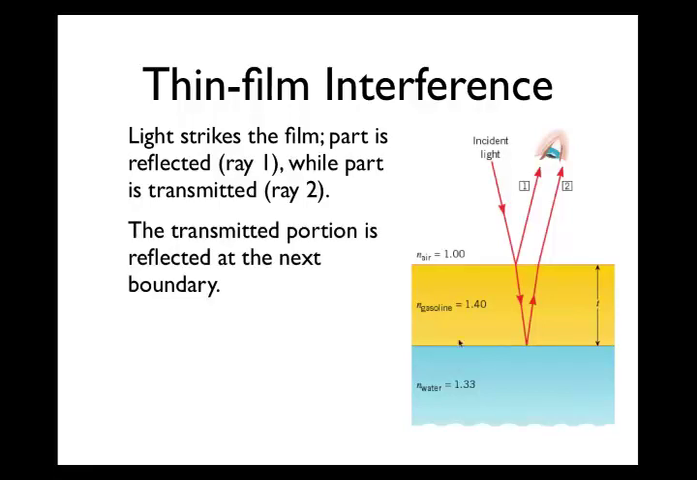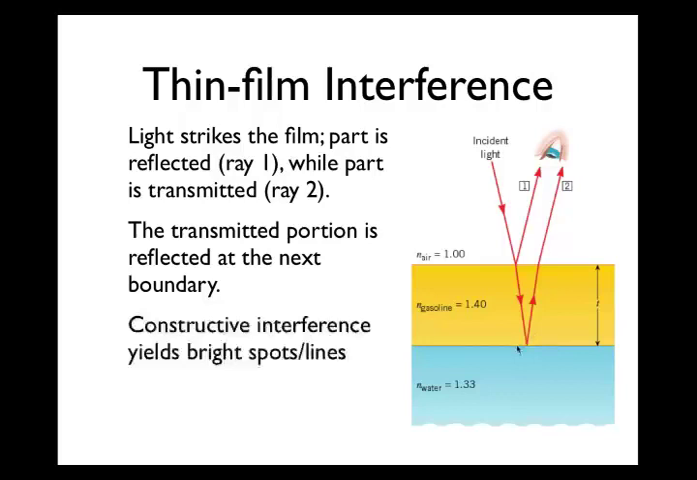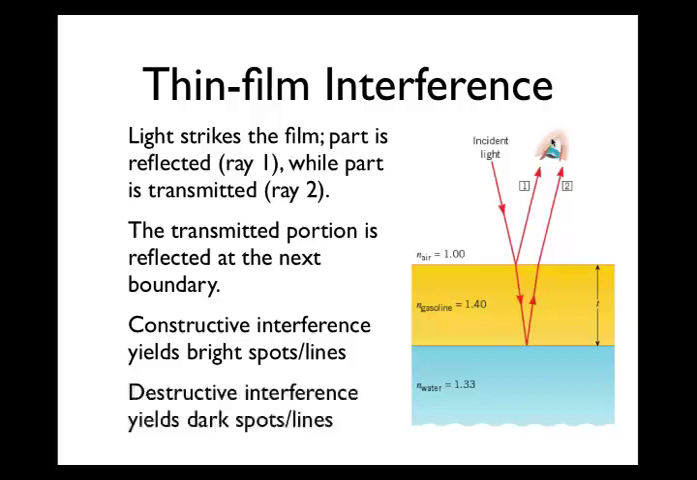So the transmitted portion at the first boundary, part of that is reflected at the next boundary, and if these two waves that are now coming into the observer's eye constructively interfere, the observer is going to see a bright spot right there. If they destructively interfere, you're going to see a dark spot. Now, if you look at a bubble, you don't generally see bright spots and dark spots. You just see different colored spots.